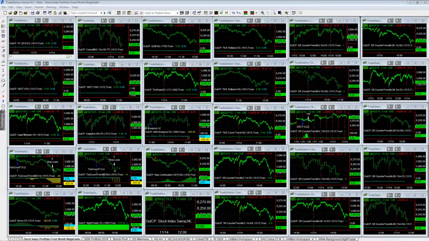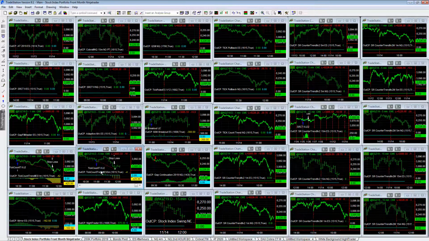Yesterday we hit an equity peak in the stock index portfolio. Right now we are down on the day. You see some stopped out trades. Tick count trend 2 was on a roll, got stopped out.